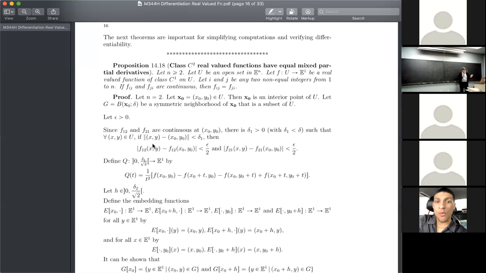What does the theorem say? You only have to assume that you have a function of class C1 and the mixed ones are continuous. You don't have to assume, somebody wants in?